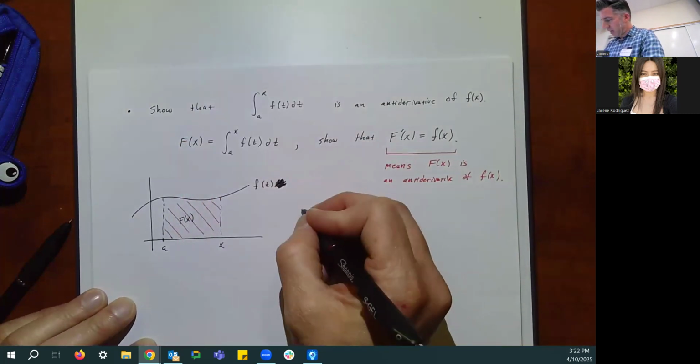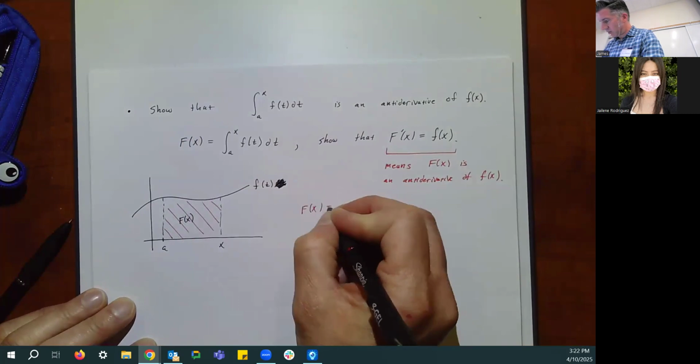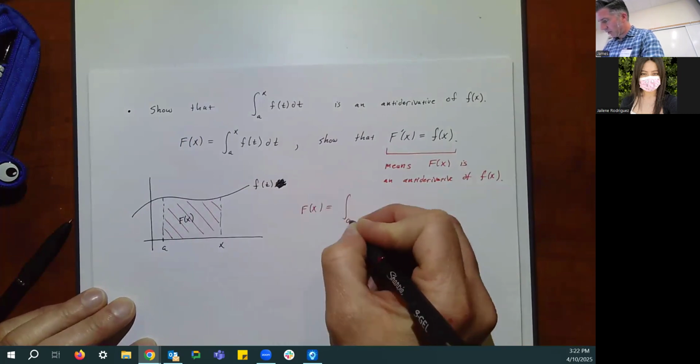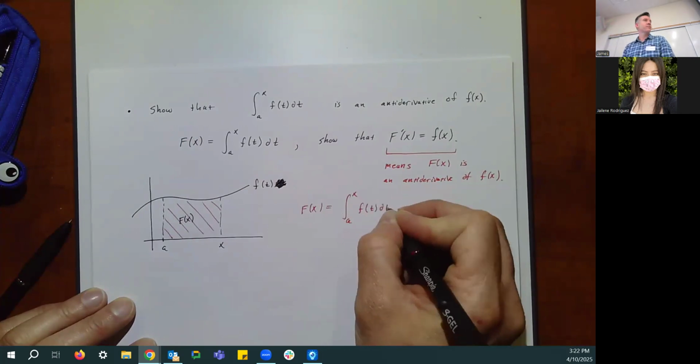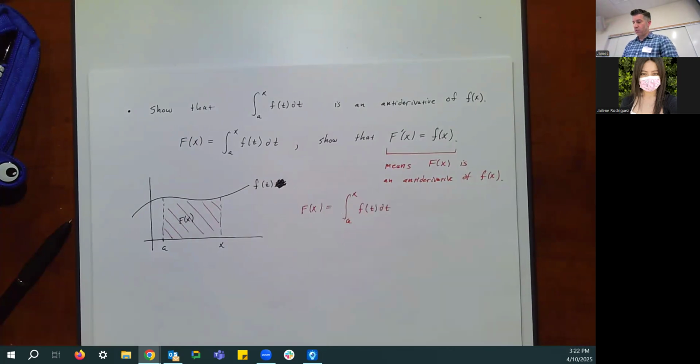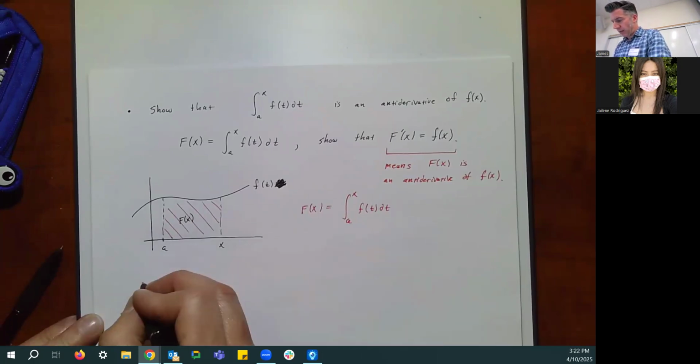We'll use red really lightly here. So we're going to say that capital F of x is indeed equal to the area under the curve from a to x under the curve f of t dt. And then we're also going to find the derivative of capital F of x.